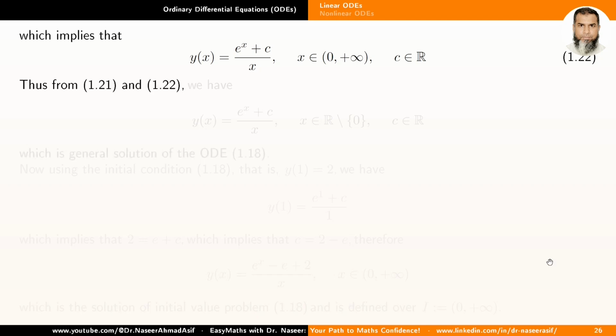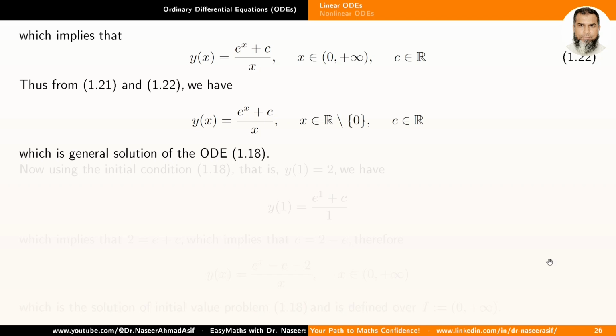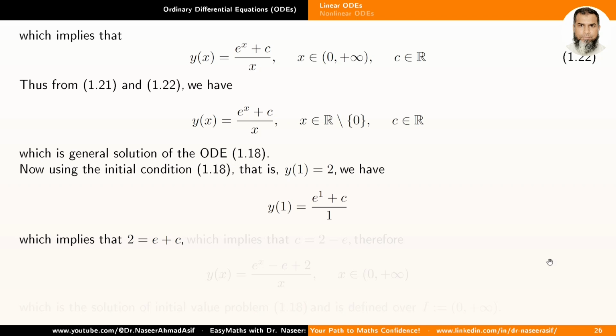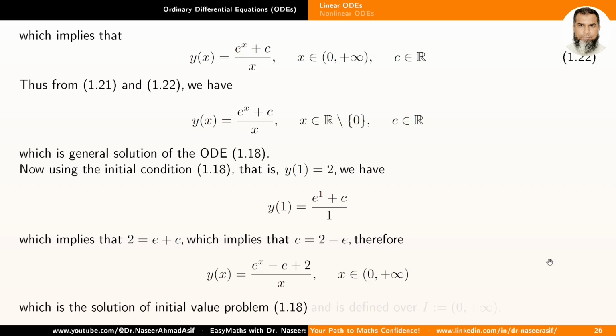Next, from equations 1.21 and 1.22 we have y of x is equal to exponential x plus c over x, where x belongs to R other than 0 and c is the arbitrary constant, which is a general solution of the ODE 1.18. Now using the initial condition, that is y of 1 is equal to 2, we have y of 1 is equal to exponential of 1 plus c over 1. So we have 2 is equal to e plus c. Therefore, y of x is equal to exponential x plus 2 minus e over x, where x equal to 0 to plus infinity open interval, which is a solution of the initial value problem 1.18 and is defined over I is equal to 0 to plus infinity open interval.